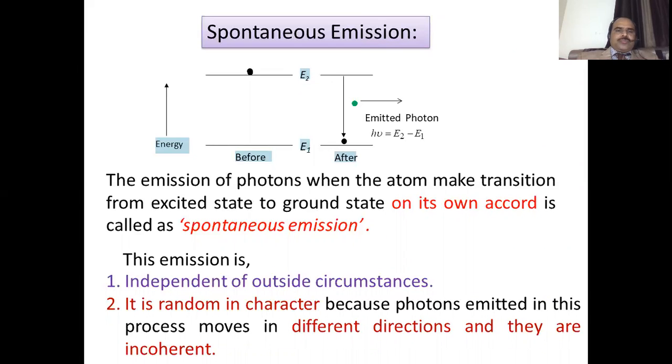Spontaneous emission. Your atom is in the excited state, and this excited state is not a stable state. So the atom, molecule or system will not stay there for a longer time because it is unstable. Therefore, it comes from the E2 level to the E1 level. While coming from E2 to E1, it gives a photon equal to the energy difference between the two levels. But this photon is not coherent. This process is called spontaneous emission.